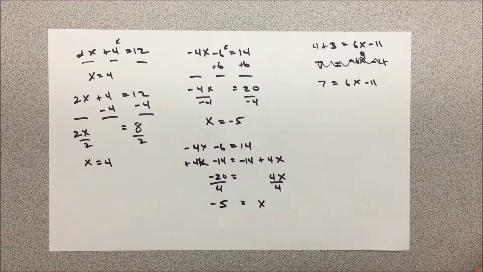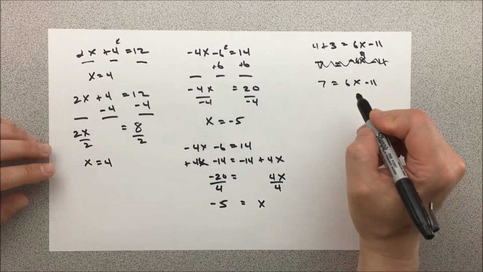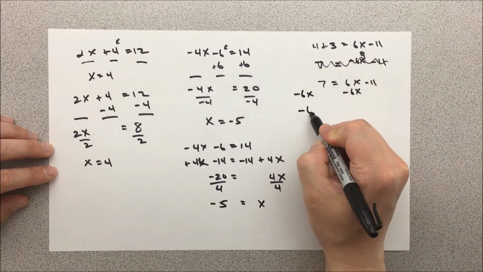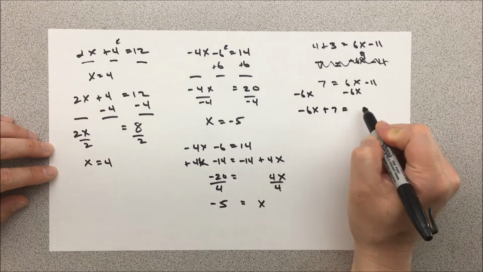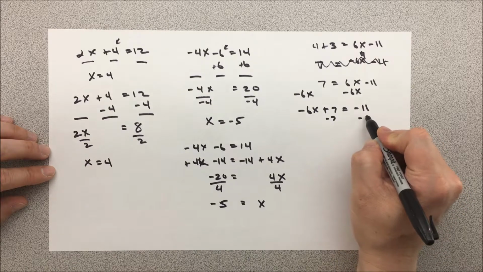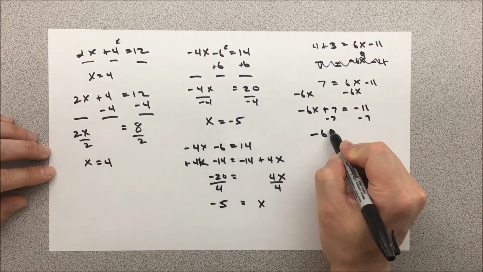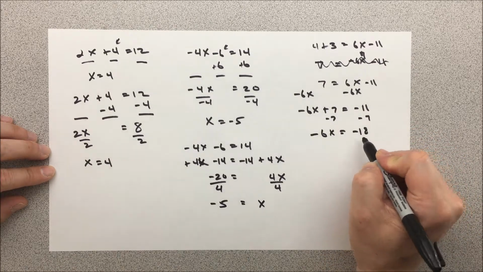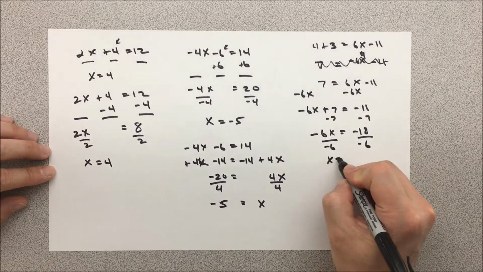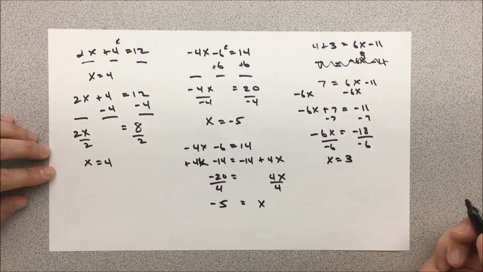And because they're used to seeing variables on the left side, they might want to subtract 6x from both sides. I get negative 6x plus 7 is equal to negative 11. Then I'll subtract 7 from both sides. And now I have negative 6x is equal to negative 18. I can divide both sides by negative 6. And I get x is equal to positive 3.